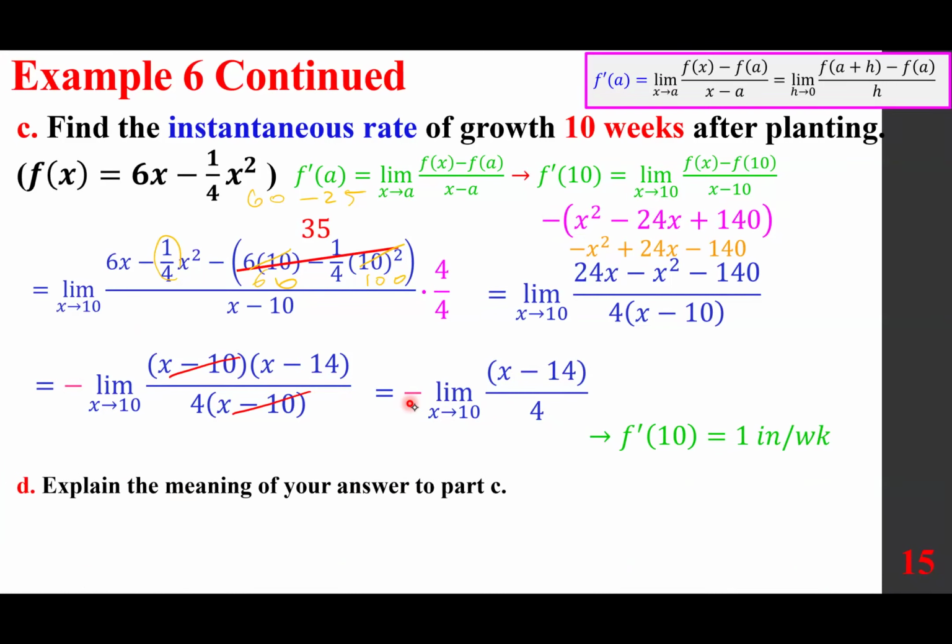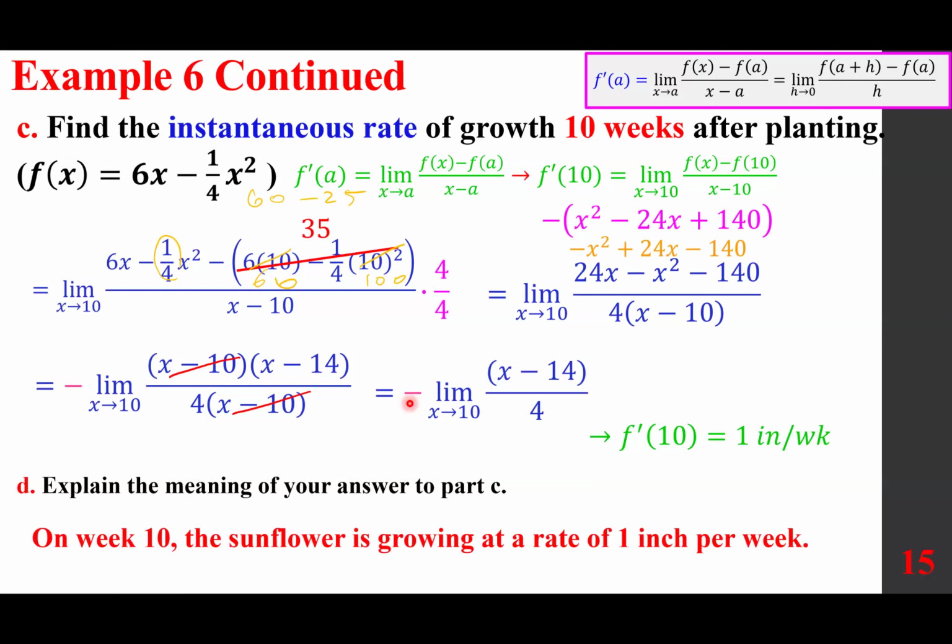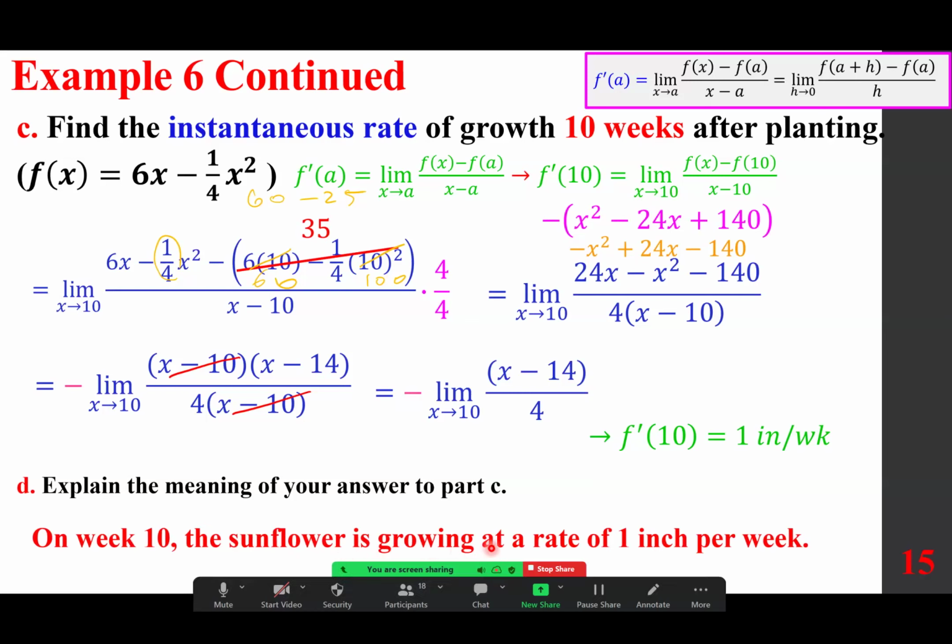Explain the meaning of your answer to part C. On week 10, or after week 10, the sunflower is growing at the rate of 1 inch per week. So in short, it means increasing, because this is positive. If it was negative, we would say decreasing.